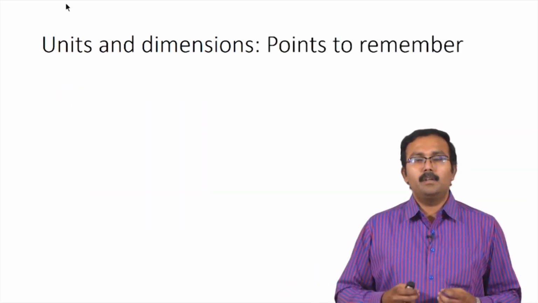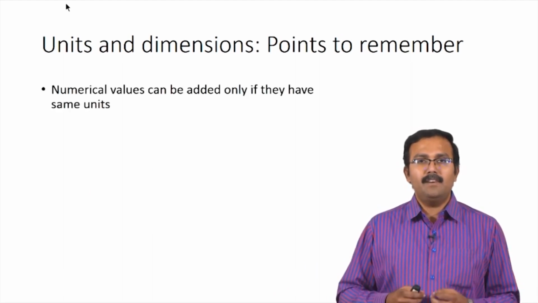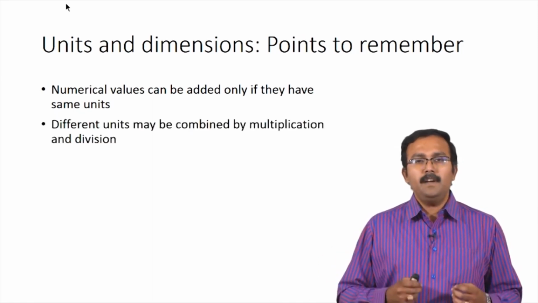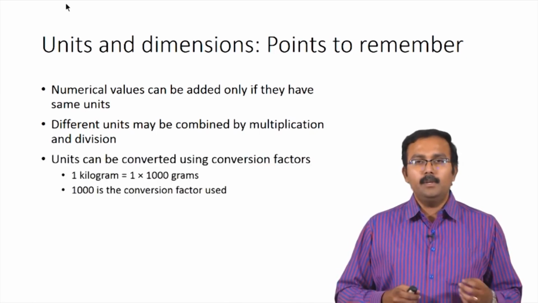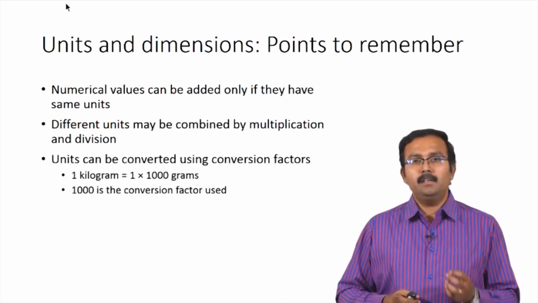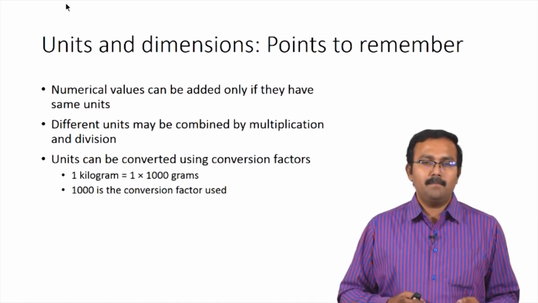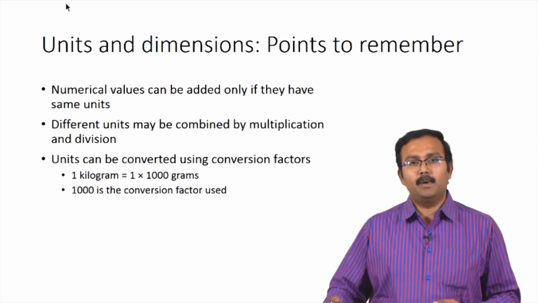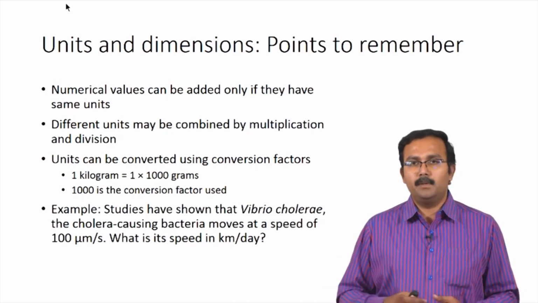When you are talking about units and dimensions, there are certain points which you need to remember. Numerical values can be added only when they have the same units. Different units can be combined by multiplication or division. Units can be converted from one unit to another using conversion factors. 1 kilogram can be converted to grams by multiplying it with a conversion factor of 1000. Here is an example where we try to perform this kind of unit conversion.